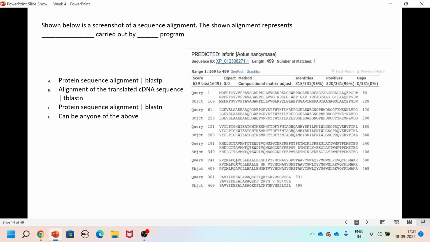So we can see in this figure the alignment which we have shown here. The query here represents the single amino acid residue representation, and the subject is also the amino acid residue representation. So by looking at the subject and the query, we can say that we are aligning a protein against a protein. So it is a protein sequence alignment, and the program by which we align the protein sequence is BLASTP. So the correct answer is option A, that it is a protein sequence alignment which is carried out by a BLASTP program.